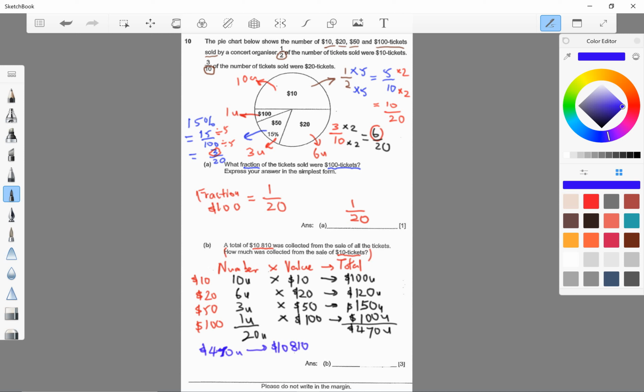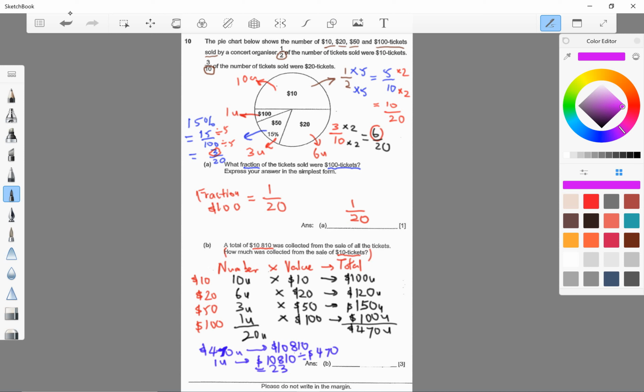So in doing so, we have 1 unit. You'll be wondering, what is 1 unit? In this case, it must be $10,810 divided by $470. Having done that, let me key this into a calculator. 10,810 divided by 470, and I have obtained the number 23. It's a nice number, so there's a high chance that we are just moments away from finding the answer.